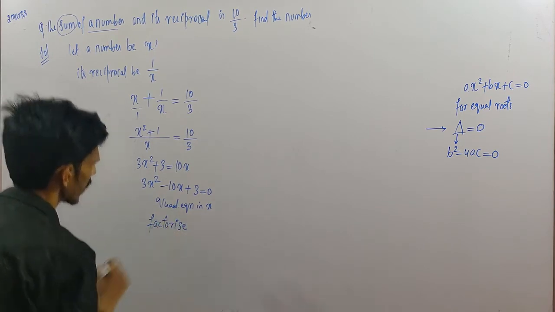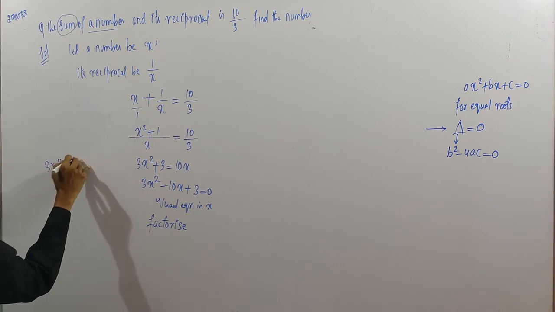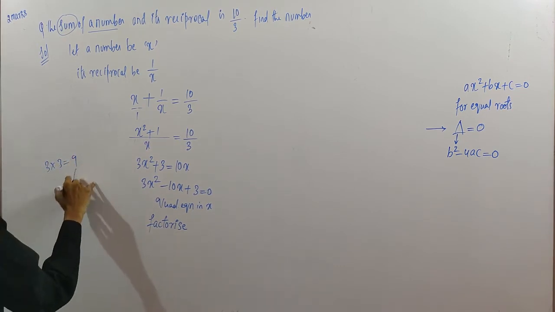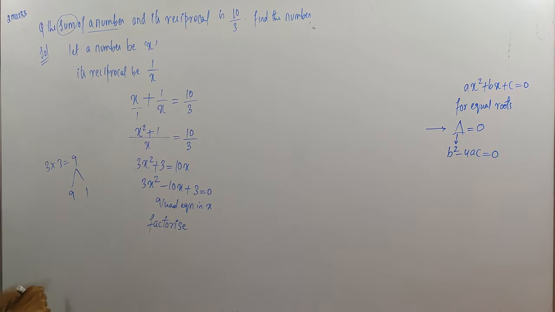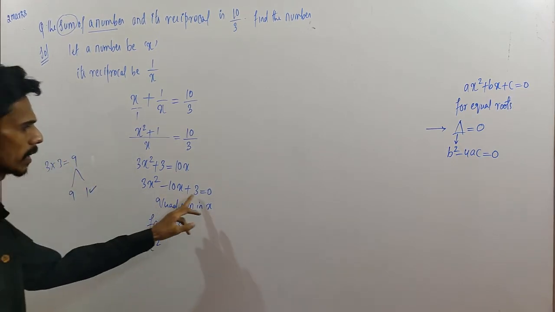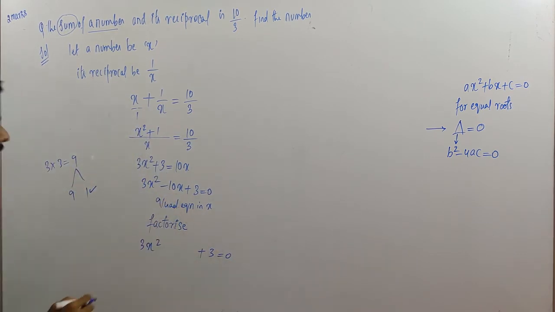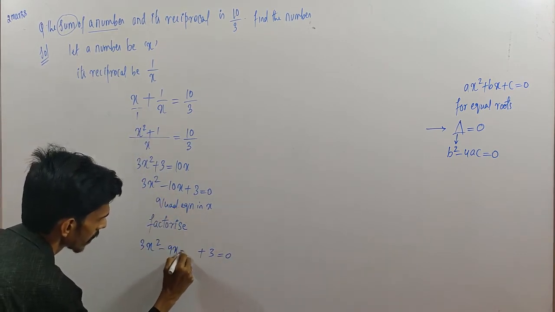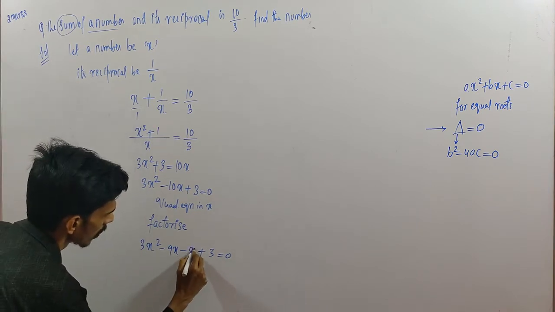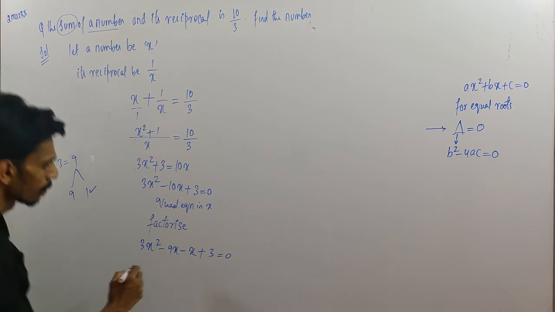Factorize this. 3 into 3 we have 9. Factors of 9. 9 into 1. 9 plus 1 we have 10. So these pairs are correct. Write down 3x square as it is plus 3 as it is. Split this 10x as minus 9x minus x.